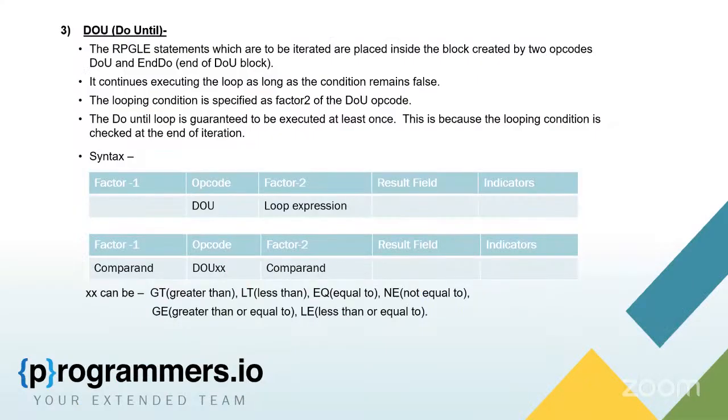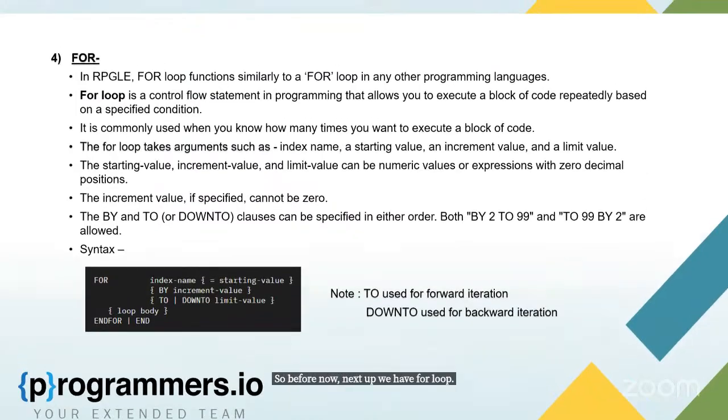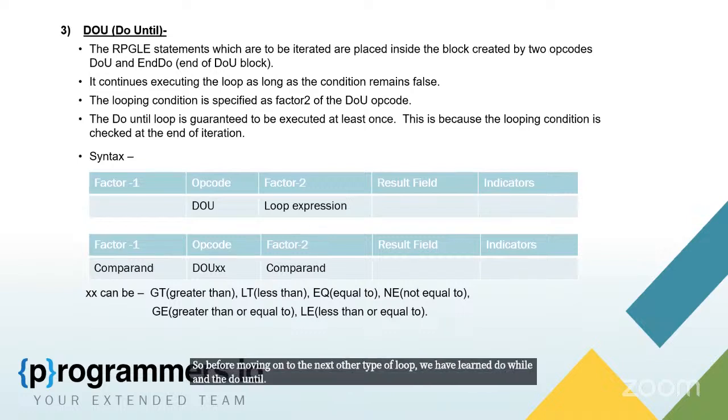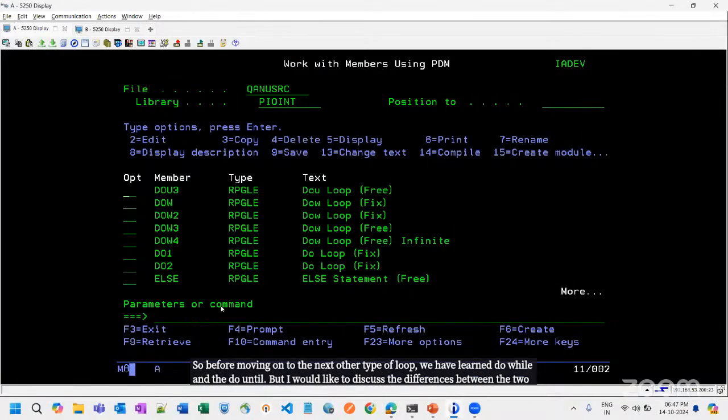So now next up we have the for loop. Before moving on to the other type of loop, we have learned the do while and the do until loop. But I would like to discuss the differences between the do while and the do until loop in RPGLE, and why we typically prefer the do while loops over the do until loop in our code.